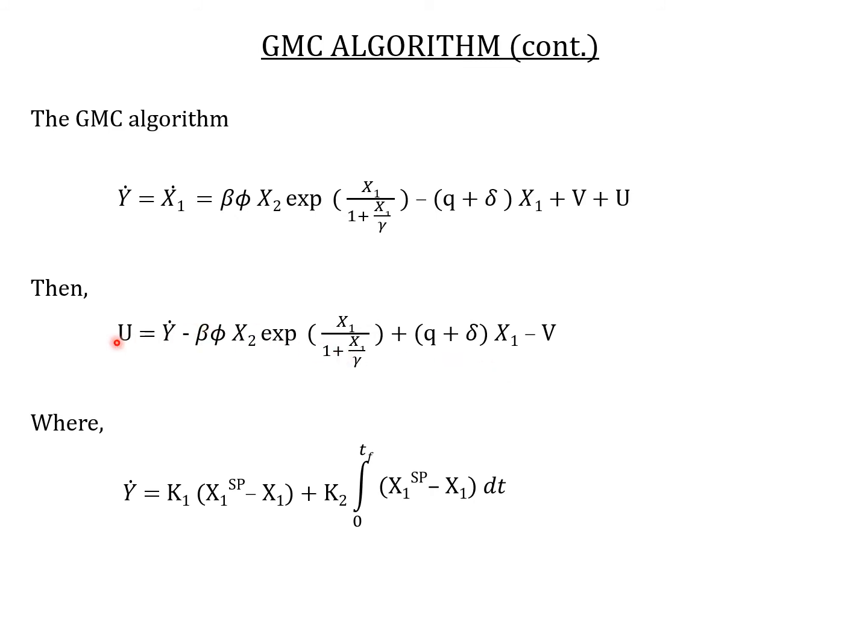So once we get u, we know that the GMC formulation is given by this: y dot equals K1 times (x1 set point minus x1), plus K2 times the integral of (x1 set point minus x1) dt.